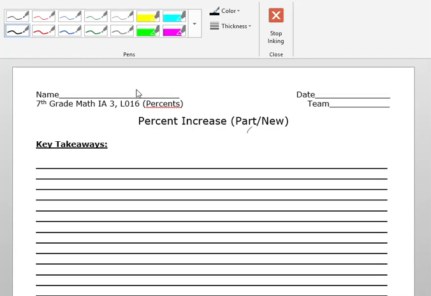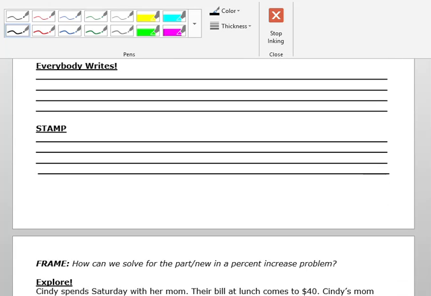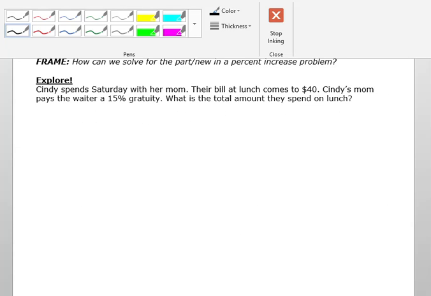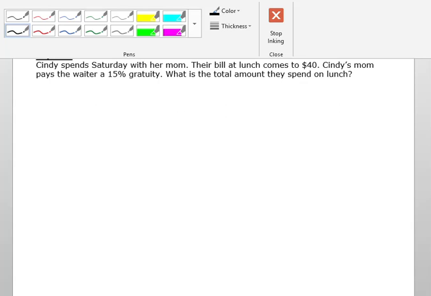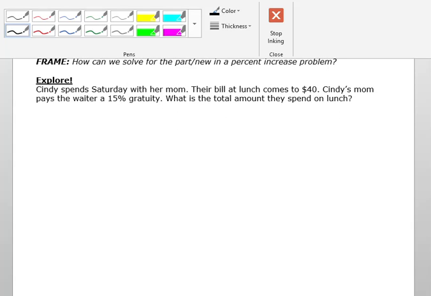All right, guys, we are going to talk about percent increase, or as I like to call it, how to tip your wait staff. So let's take a look at this Explore.